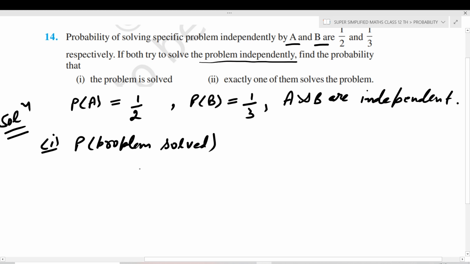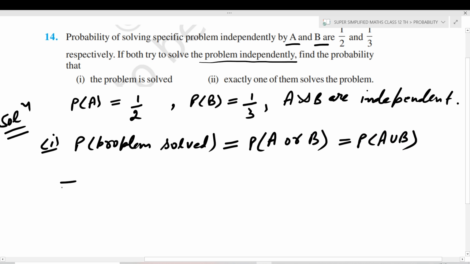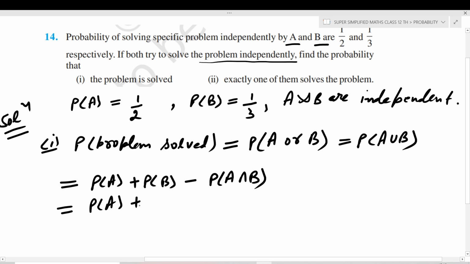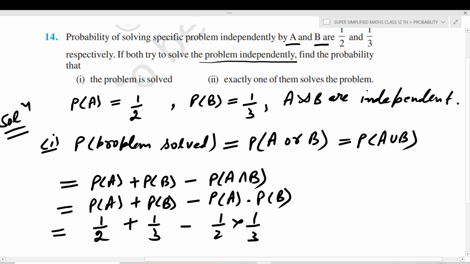Now here, to find the probability that the problem is solved, the problem can be solved by either A or B. So that means you have to find the probability of A or B, that is, A solves or B solves, which is equal to probability of A union B, which is equal to probability of A plus probability of B minus probability of A intersection B. Now here, since we know that the events A and B are independent, probability of A intersection B can be written as probability of A into probability of B. Now I can substitute the values: probability of A is 1 by 2, probability of B is 1 by 3, and here also we substitute 1 by 2 into 1 by 3.